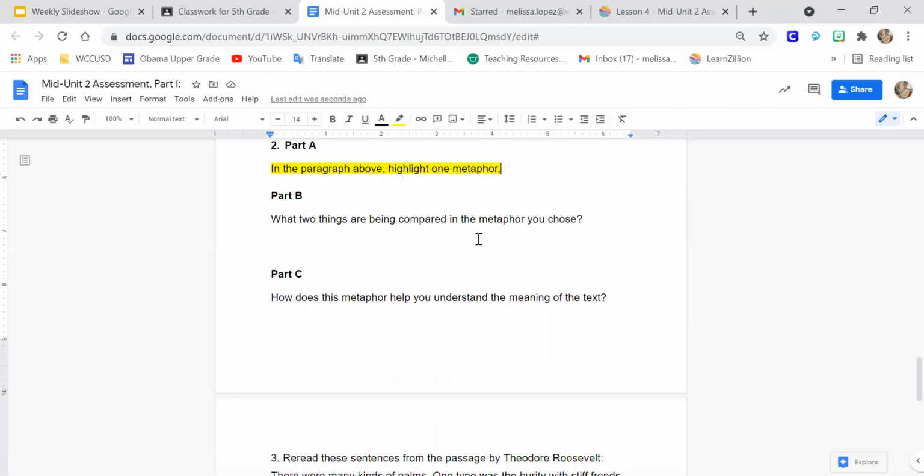Next, what two things are being compared in the metaphor you chose? The two things that are being compared are. Now remember, when you compare something, here's an example that we've been talking about. The canopy trees look like gigantic broccoli. So we're comparing the canopy trees, the top of the canopy, to gigantic broccoli. Remember, that's what comparing means.